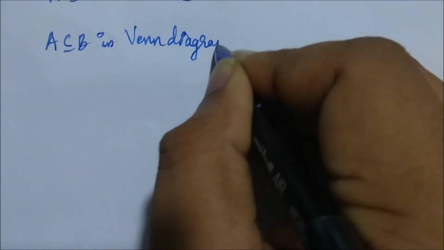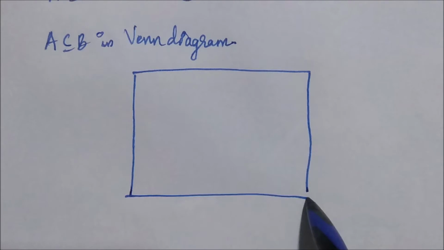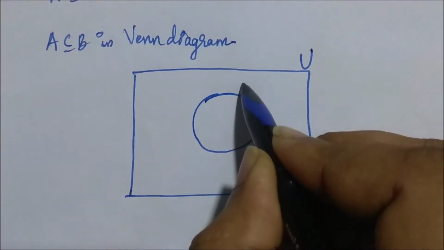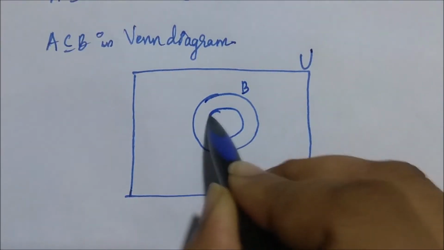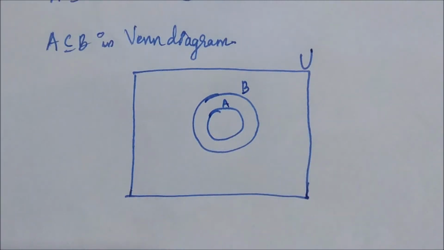Now we see how we represent A subset of B using a Venn diagram. We represent the universe using the rectangle, and we represent the set B using a circle. Now we represent the set A as a circle within the circle B. Why? Because A is contained in B. That's what A subset of B means. This is how we represent A subset of B using a Venn diagram.